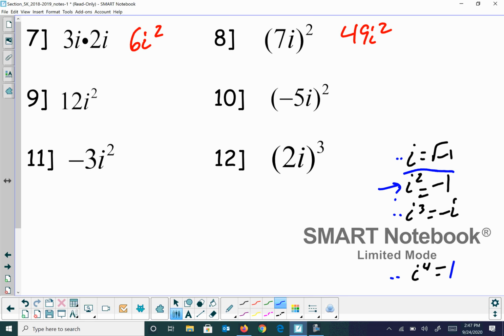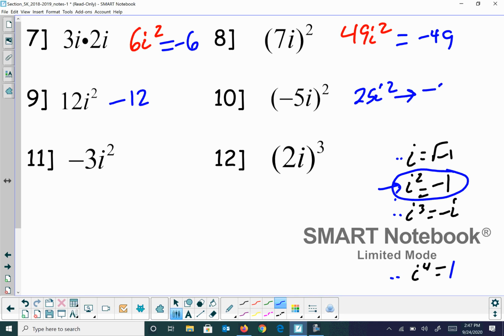So with that known, we're going to focus on this: i squared is negative 1. So that actually changes this to negative 6. This one changes to negative 49. This one changes to negative 12. Notice the imaginary part went away. This is going to give me 25i squared. Okay, so the negative is gone because of that. And then i squared we said is negative 1, so I get negative 25. And this one becomes negative 3 times negative 1, which is just positive 3.